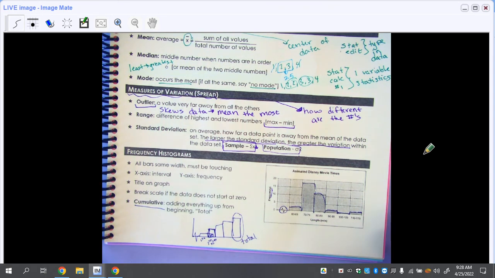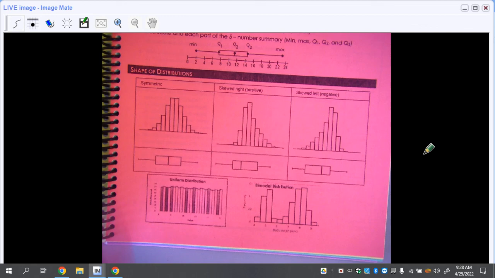And again, histograms only work with univariate data. So far, everything has been about univariate data. You can only have one thing that you're looking at for these ones. All right.